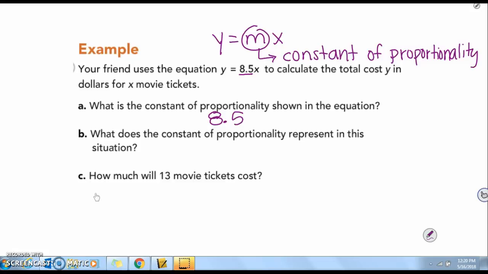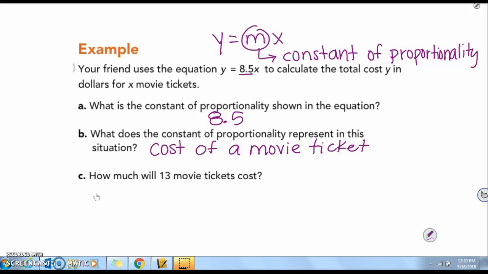Letter B, what does the constant of proportionality represent in this situation? 8 5/10 represents the cost of a movie ticket. So one movie ticket costs $8.50.